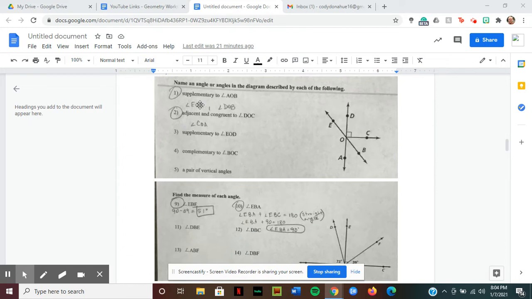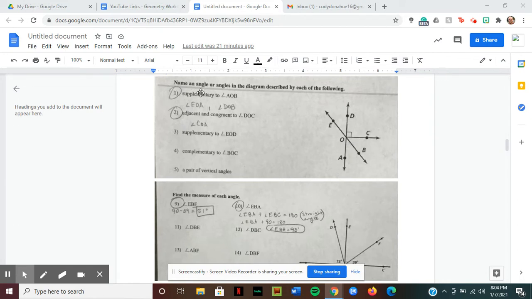So number 1 tells me I need to name an angle that can be supplementary to angle AOB. So first, let's identify where angle AOB is. Whenever we are given an angle, we're going to follow it by where the vertices are going to line up. So angle AOB, that's going to be this angle right here. Okay. So we're asked to figure out an angle that is supplementary to angle AOB.